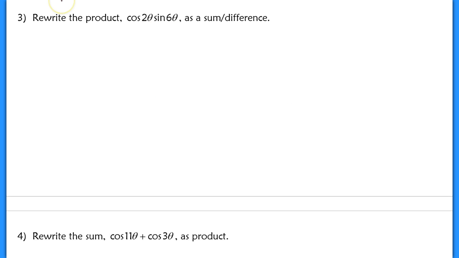Okay, now 3 is a little bit trickier actually, because this product, the cosine of 2 theta times the sine of 6 theta, could actually be rewritten as the sine of 6 theta times the cosine of 2 theta, which would completely change whether you're using a sum or a difference.